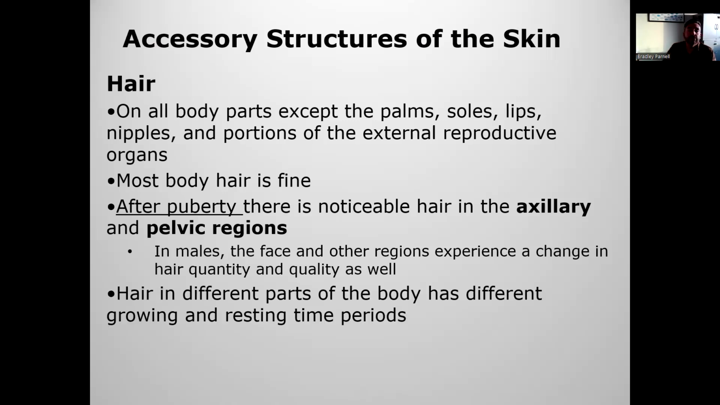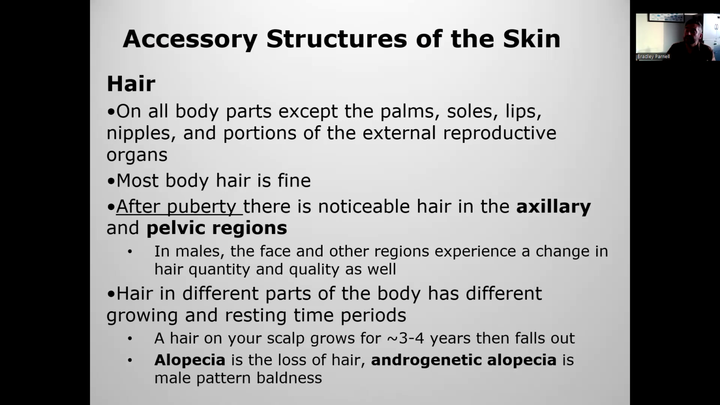Hair growth can happen in different periods. Basically, most of the hairs on our head will grow for 3 to 4 years, and then that hair follicle will die and fall out. However, we do continue to regrow hair. Now, obviously, this rate of losing hair to regrowing does start to slow as we get older, and so it can result in alopecia or hair loss.